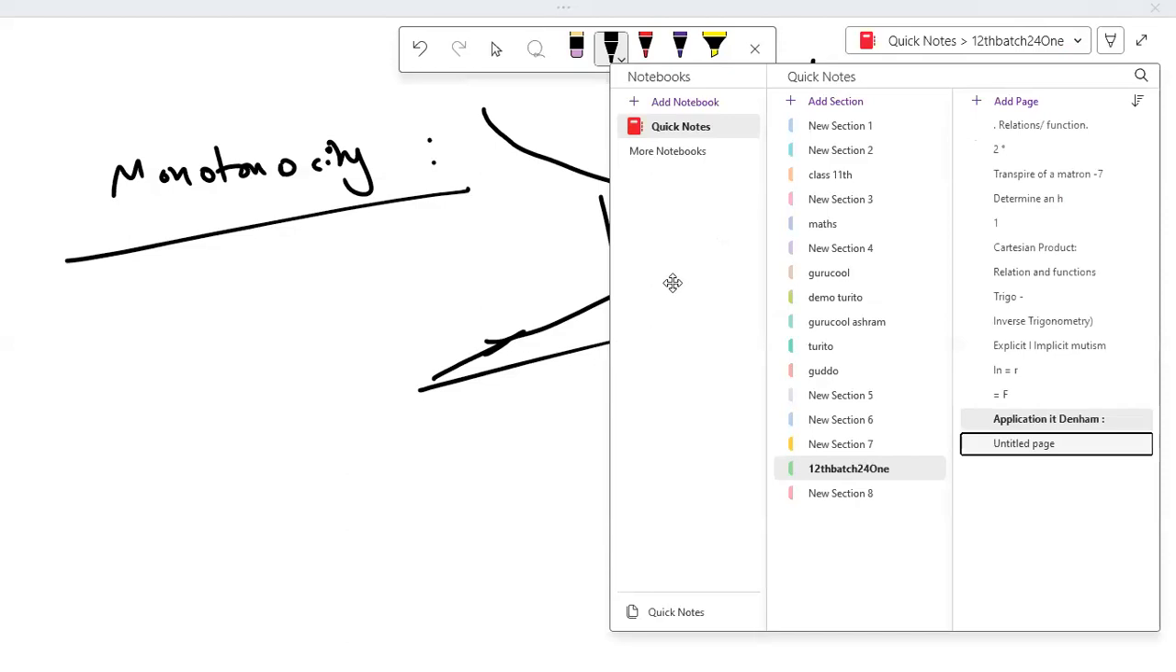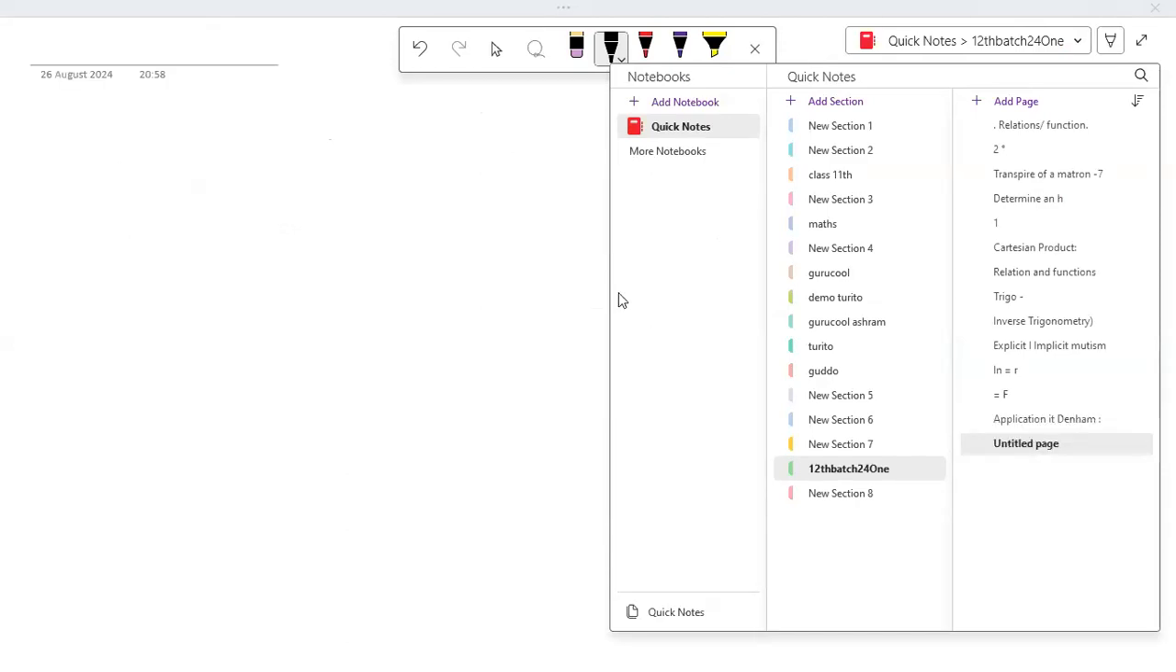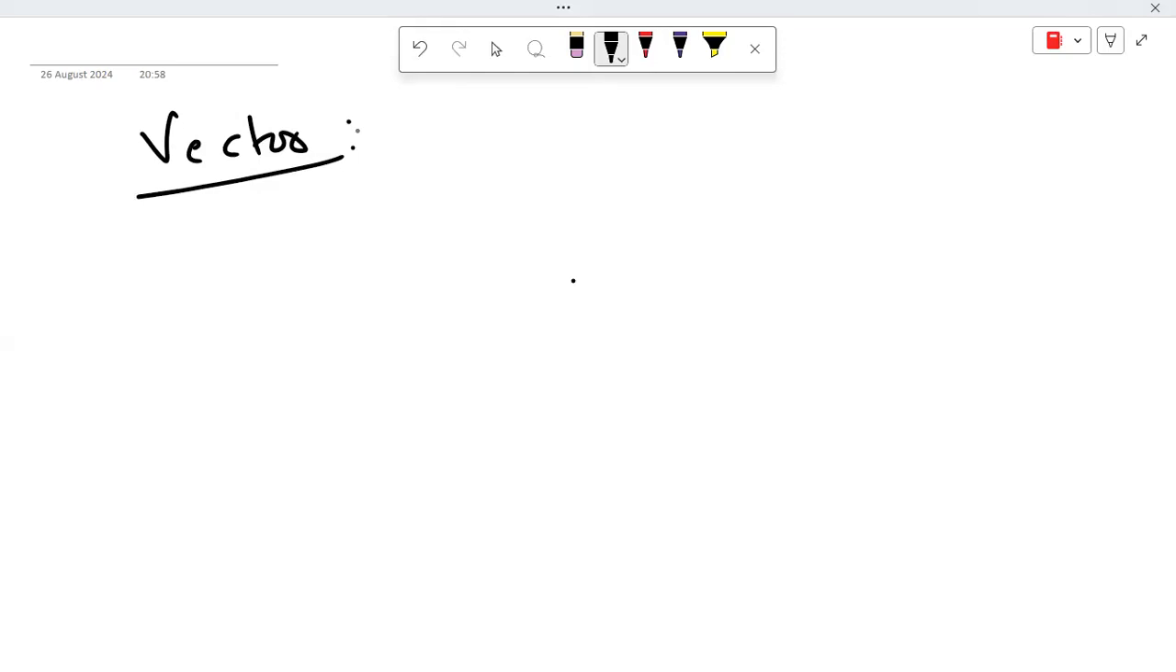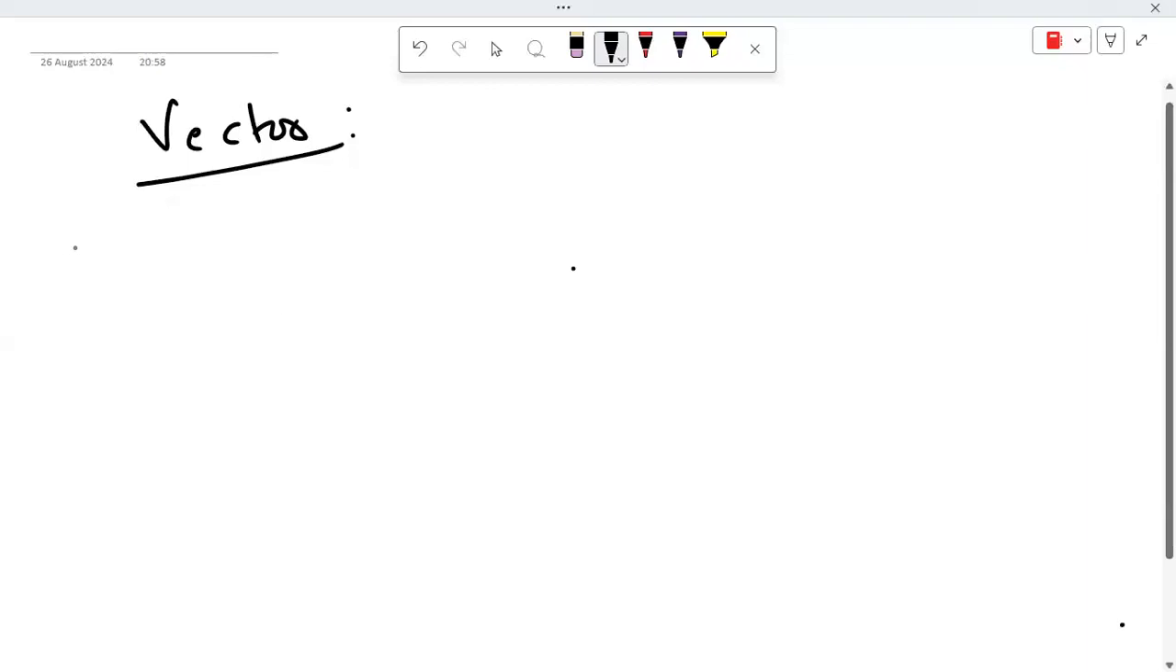Okay, next chapter is vector. You all know what a vector is? Yes, sir. Okay, what is it? It's something that has magnitude and direction. Very good. That is the definition of a vector. But one thing you are missing is it also obeys the vector addition law.